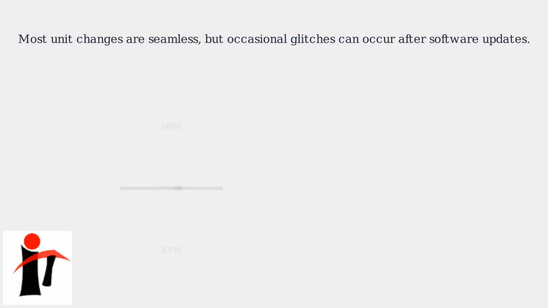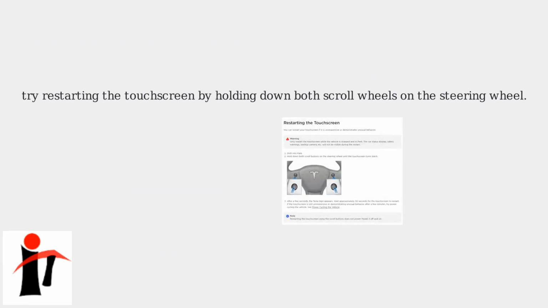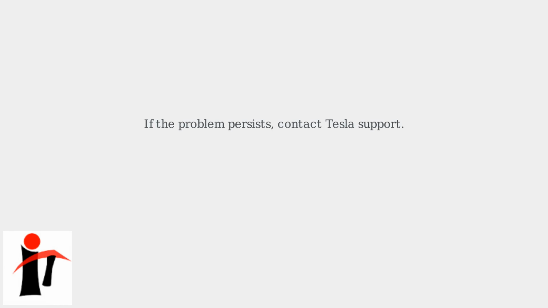Most unit changes are seamless, but occasional glitches can occur after software updates. If your Tesla gets locked into a specific unit after an update, a rare issue, try restarting the touchscreen by holding down both scroll wheels on the steering wheel. If the problem persists, contact Tesla support.